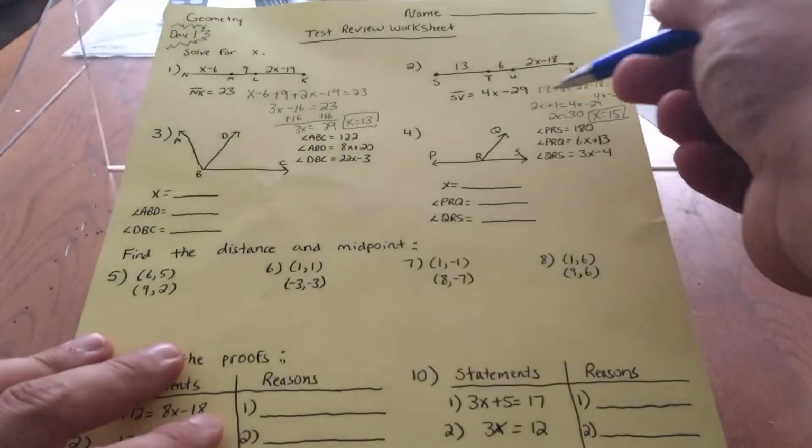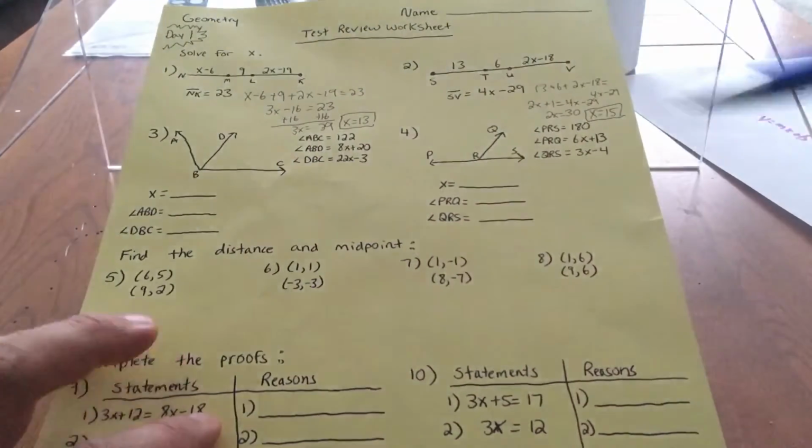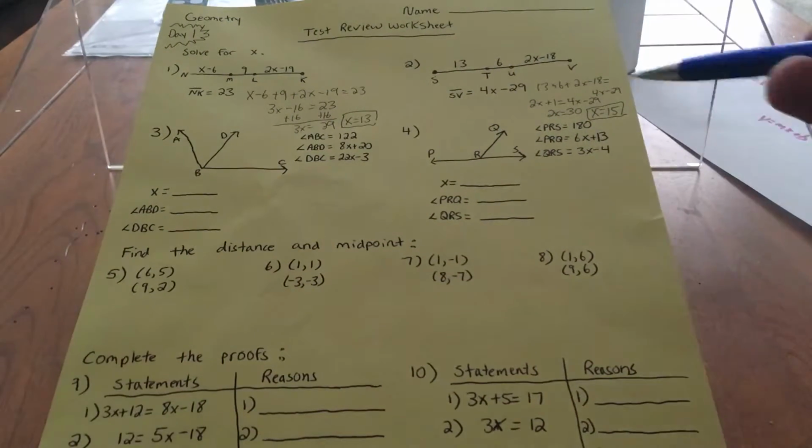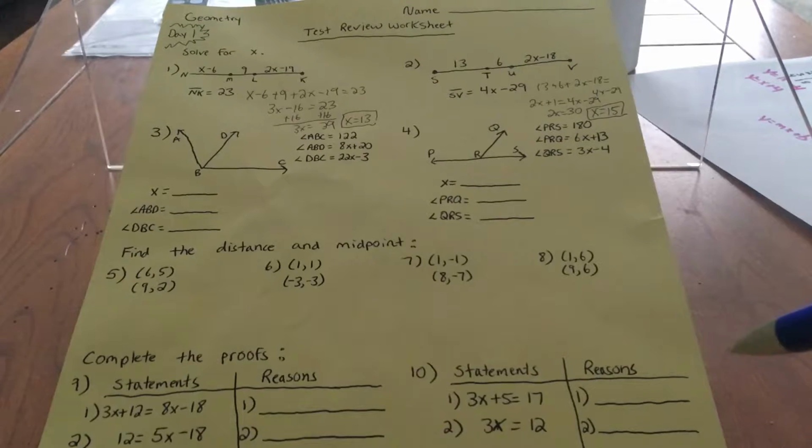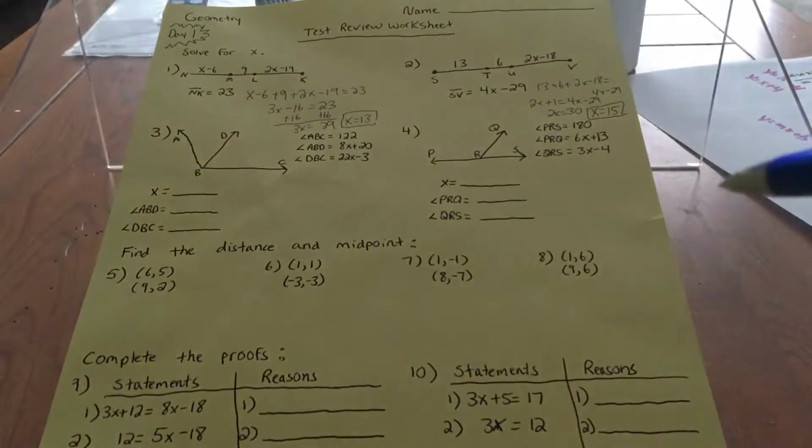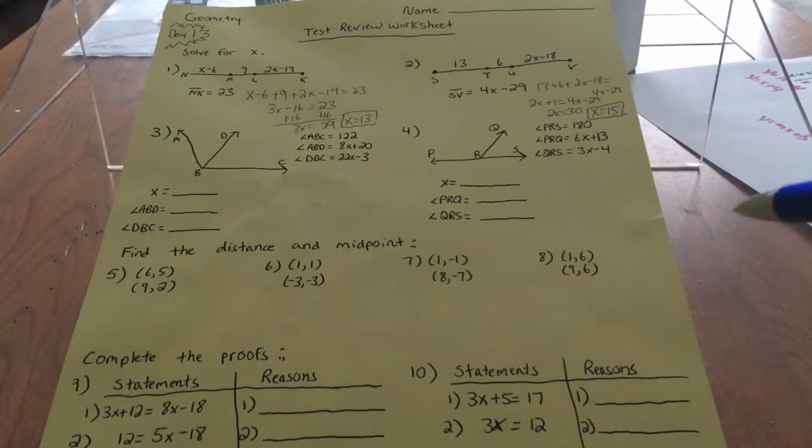I went through that one pretty quick because I think once you see the first example, you kind of get the gist of how to do it. I wanted to show you the answer. All right. So that's how you handle segment addition. For the second part here, you want to use the angle addition postulate.